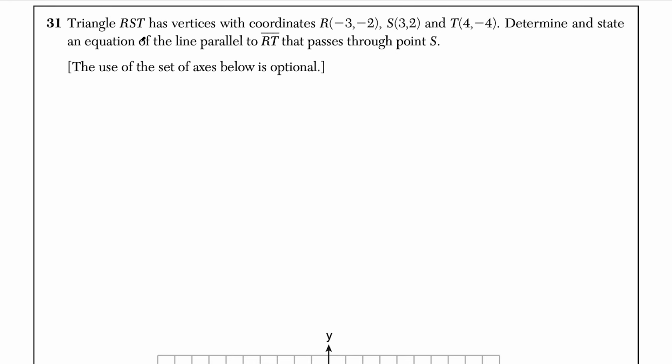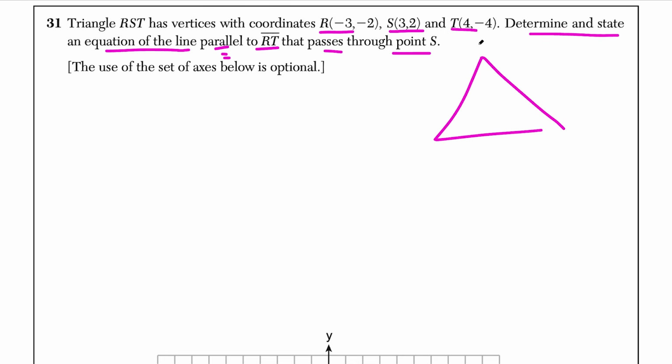Question 31, we have triangle RST with vertices at these coordinates here, and we need to determine and state the equation of the line parallel to RT, and the line has to pass through point S. We have triangle RST, and this is not necessarily drawn to scale. This is just to help us come up with the game plan. We want the equation of the line that's parallel to RT and passes through point S.